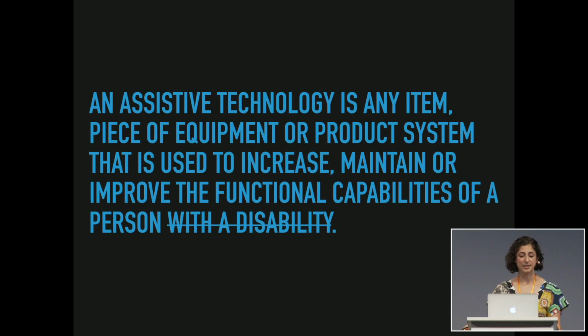An exact definition of assistive technology is any item, any piece of equipment or product system that can be used to increase, maintain, or improve the functional capabilities of a person with a disability. And I crossed out with a disability because that sometimes has a connotation of otherness. But in reality, we can all have a disability at any moment, even if it's nothing more than the glare hitting our phone and not being able to see it the way we normally do.